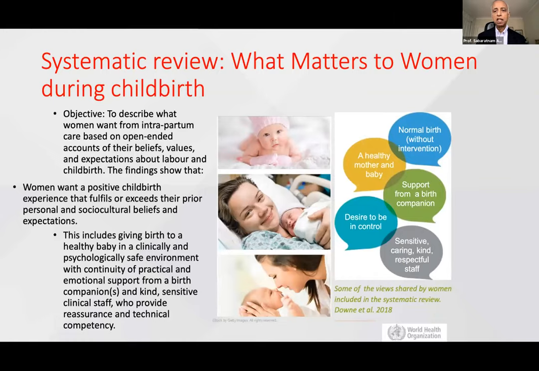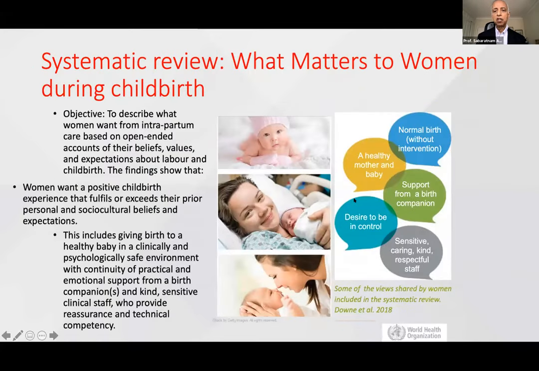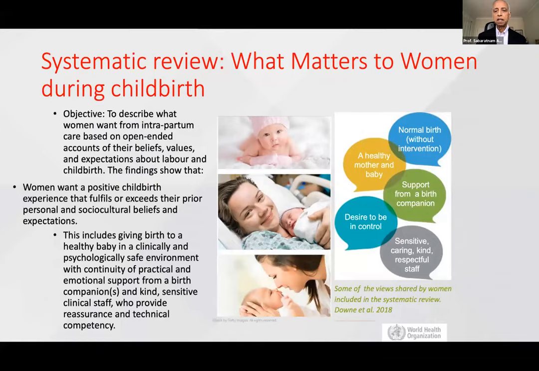So what are the qualitative study outcomes? Well, what the women wanted was a healthy mother and baby at the end. Of course, everybody wants a healthy mother and baby. A desire to be in control as to how they want to walk, how they want to lie down, what they want to drink and eat. Support from a birth companion so that they can act as an advocate for them to go and speak to the nurse or the doctor when they want it. And sensitive, caring, and kind and respectful care.